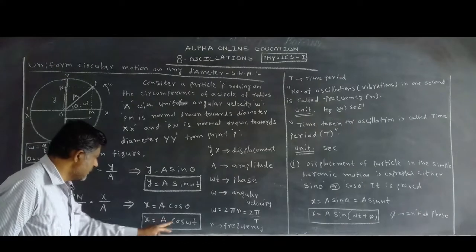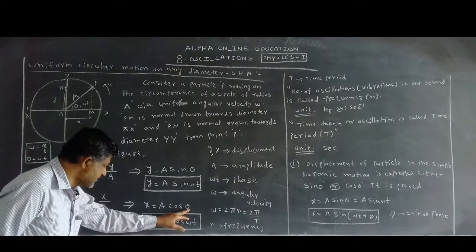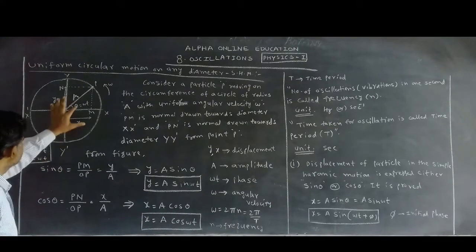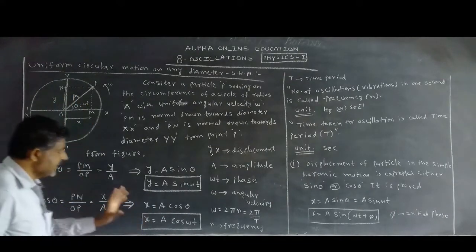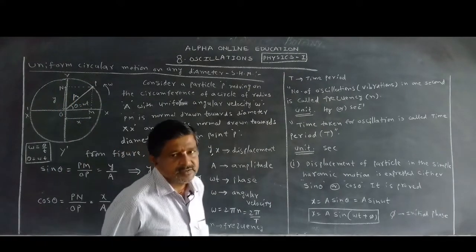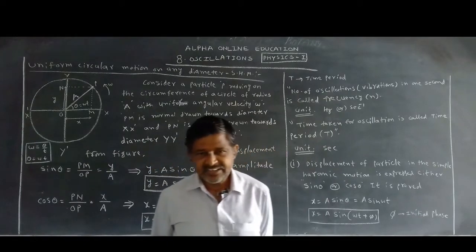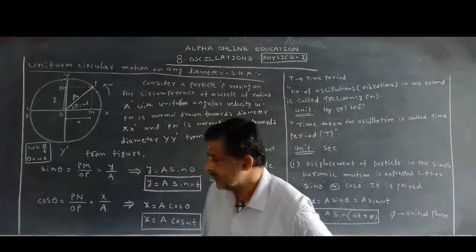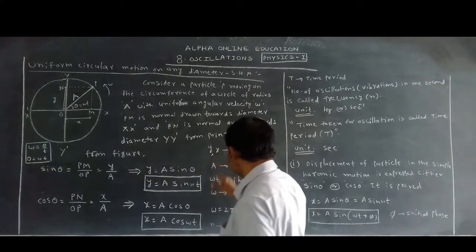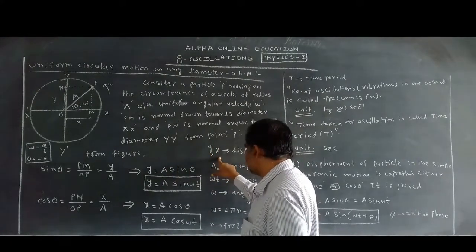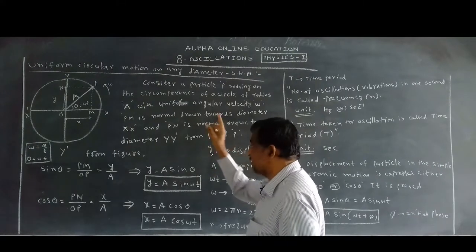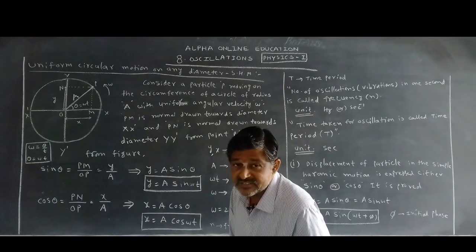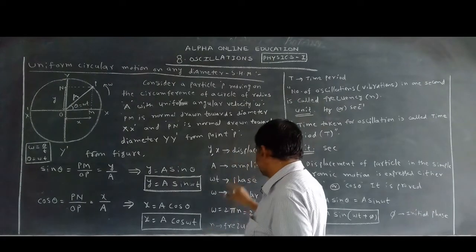Finally, X is equal to A cos theta, what is theta? Omega t. Theta is equal to omega t. We can get two equations. Along the x axis we get one equation, along the y axis we get one equation. Now y and x are which one? Displacements of the particle. X and y are the displacements of the particle.